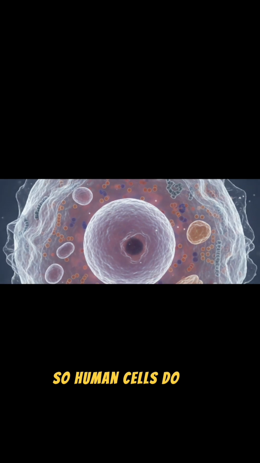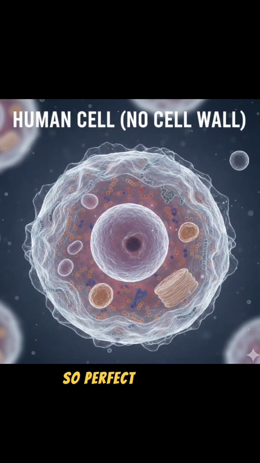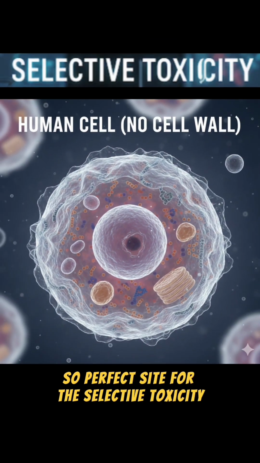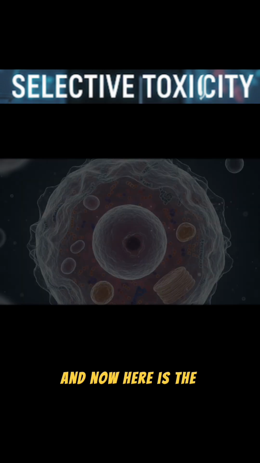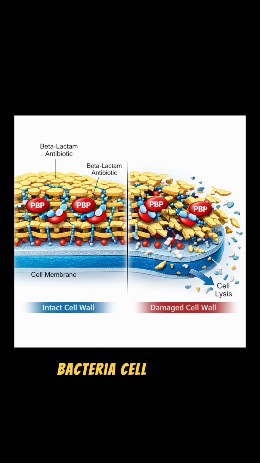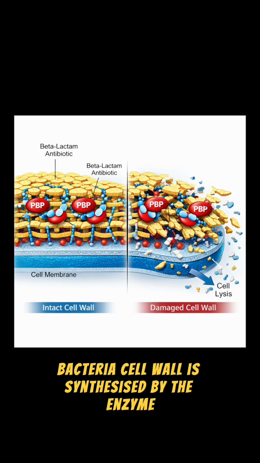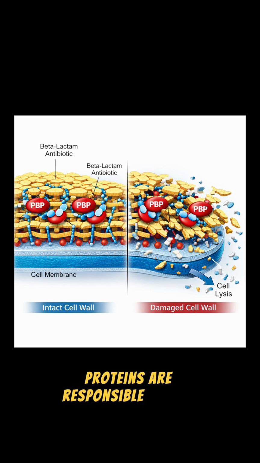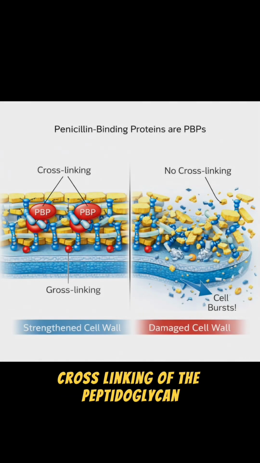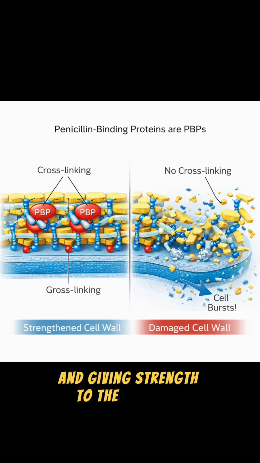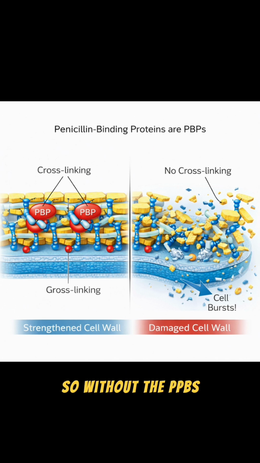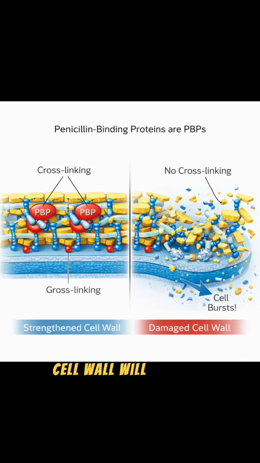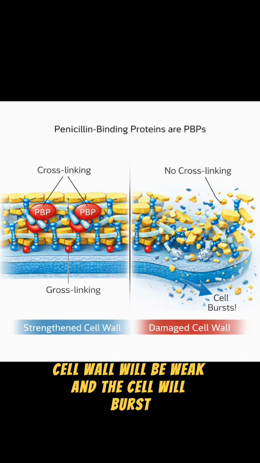So human cells do not have a cell wall, so it is a perfect site for selective toxicity. And now here is the exam-winning concept. The bacterial cell wall is synthesized by enzymes called penicillin binding proteins. Penicillin binding proteins are responsible for the cross-linking of the peptidoglycan and giving strength to the cell wall. So without PBPs, the cell wall will be weak and the cell will burst.